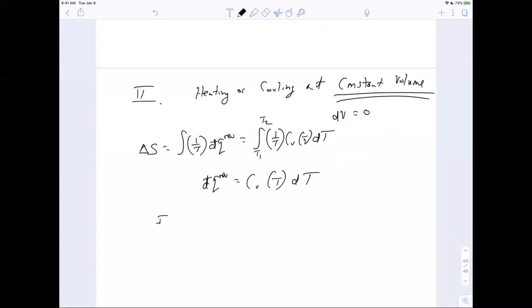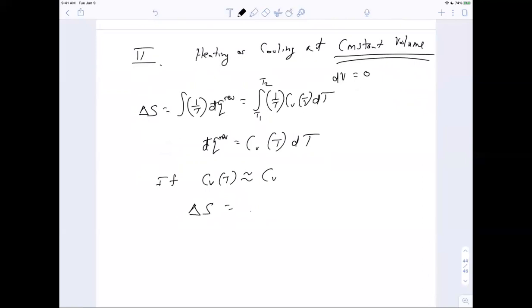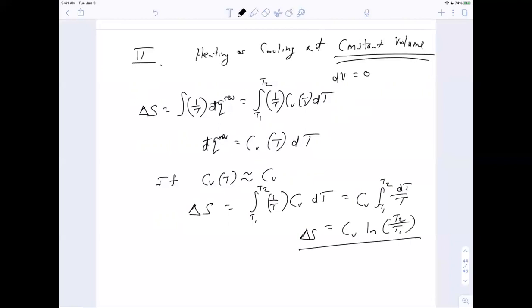So if Cv can be approximated as constant over the temperature range you're interested in, or perhaps the material has a more or less constant Cv, delta S is equal to the integral of 1 over T Cv dT from T1 to T2. The Cv is constant, so that comes out. So you have Cv times the integral from T1 to T2 of dT over T, which is pretty simple. That's just the natural log of T2 over T1. So what we get at constant volume is delta S equals Cv natural log T2 over T1. Any questions or comments?